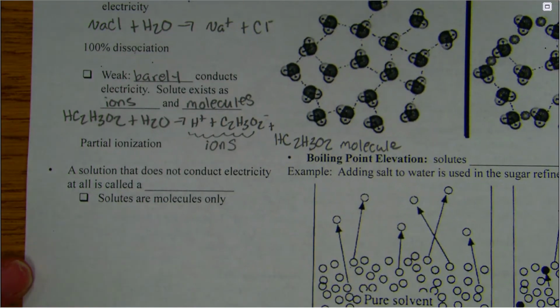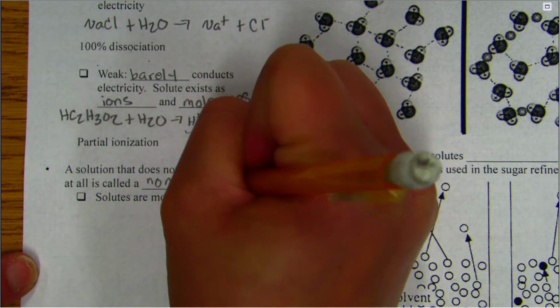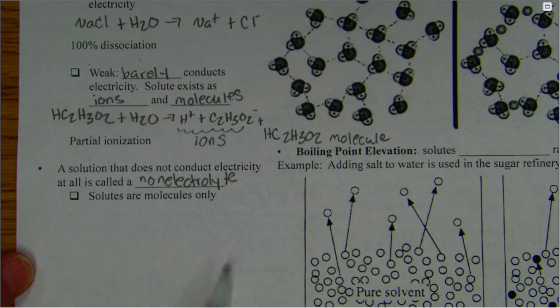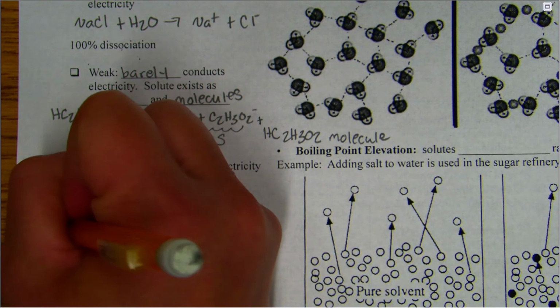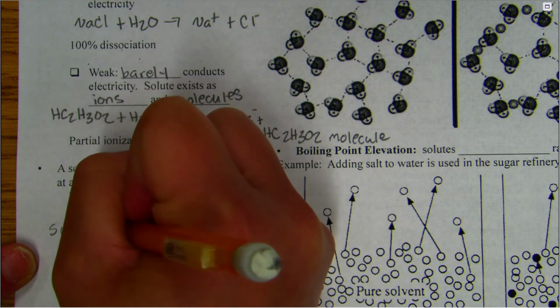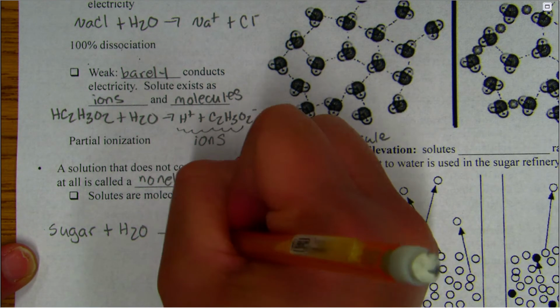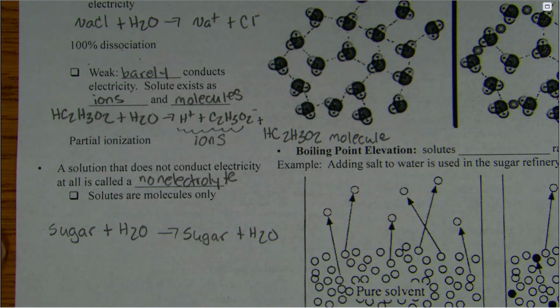A solution that does not conduct electricity is called a non-electrolyte. And these are going to be molecules, because if you remember, we said that covalent compounds do not conduct electricity, and covalent compounds are molecules. An example of this would be sugar and water. What you end up with is just a solution of sugar that's been dissolved in the water, but we don't have any ions in order for it to conduct electricity.